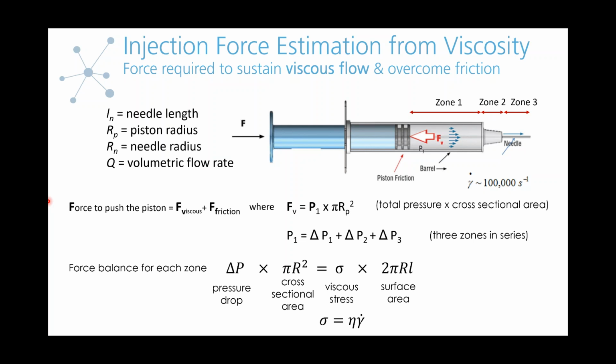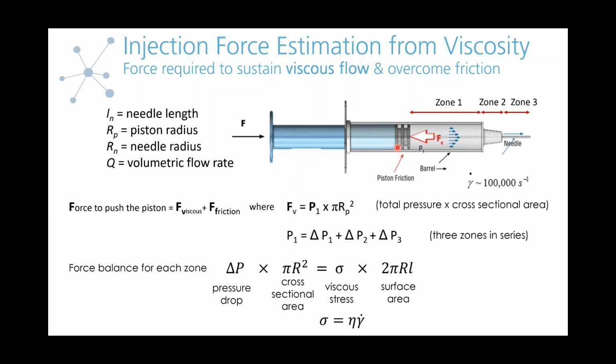And so the force to push the piston is really just going to be, you're going to have a viscous contribution because you need to force this fluid to flow, and then you're going to have a frictional component. So any friction between the barrel of the syringe and the piston. So I bring it up because that's relevant, the friction component, but as we move forward with our analysis, we're really only talking about the viscous or hydrodynamic part.